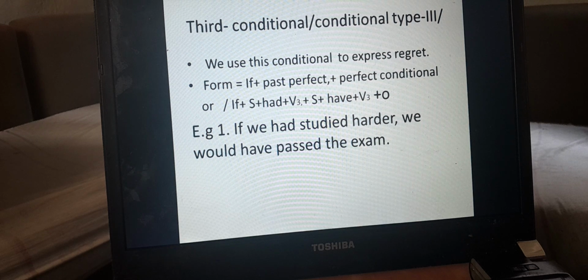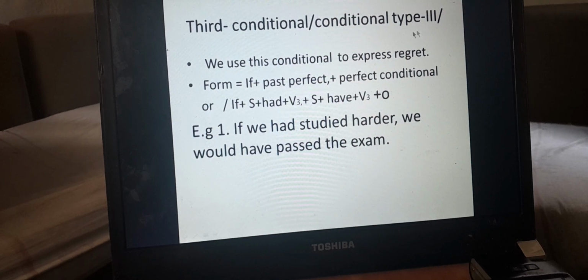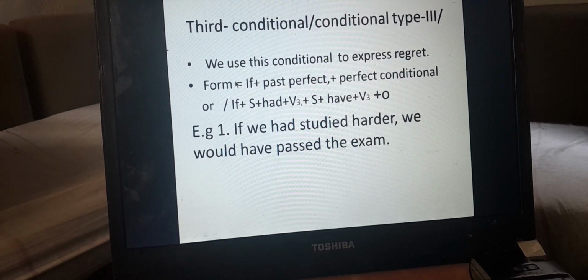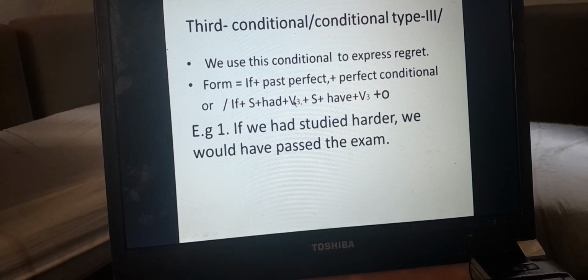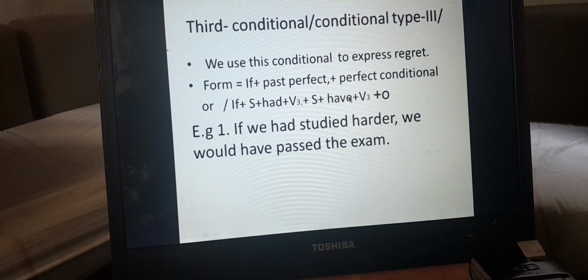Therefore, third conditional or conditional type 3, we use this conditional to express regret, okay? Especially it is used to express regret, and the form is if plus past perfect, here comma, plus perfect conditional, or if plus subject plus had plus verb 3, here is comma, subject plus would have plus verb 3 plus object. And here is an example for third conditional. If we had studied harder, comma, we would have passed the exam.